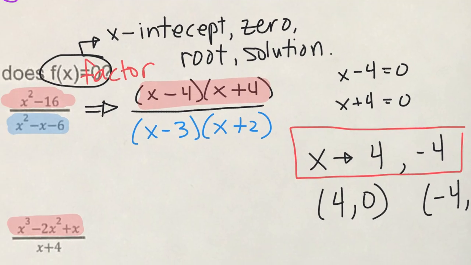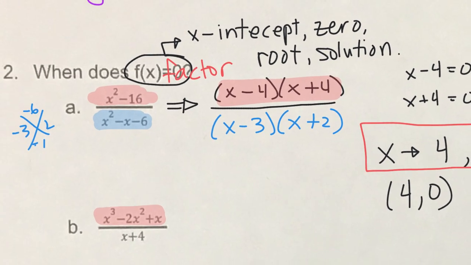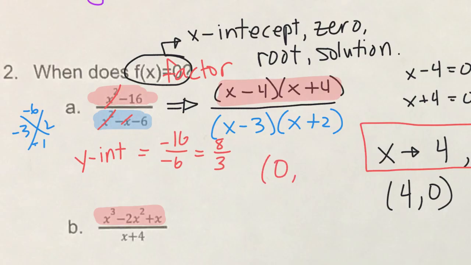Okay, I know it doesn't ask this, but what about the y-intercept? When does it cross the y-axis? Okay, so if you want to find the y-intercept, you get rid of all of your x's, and it's negative 16 over negative 6, which becomes, if we divide them by 2, positive 8 over 3. So the y-intercept is (0, 8/3).